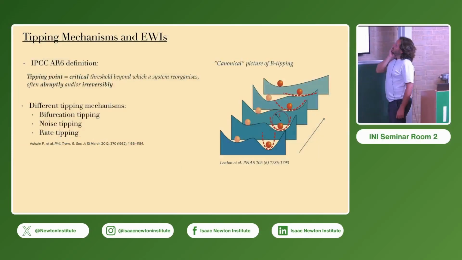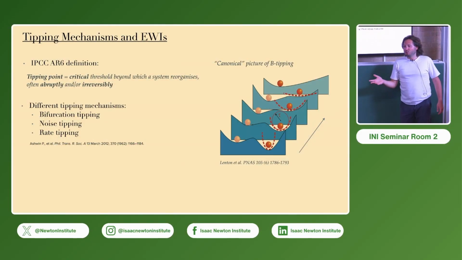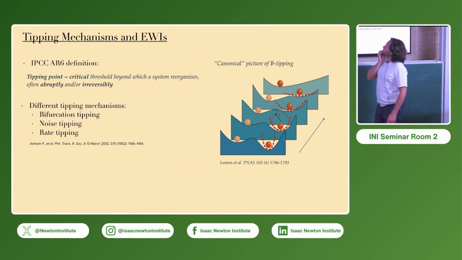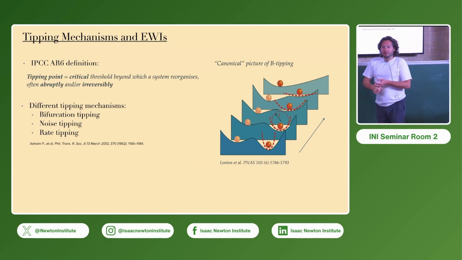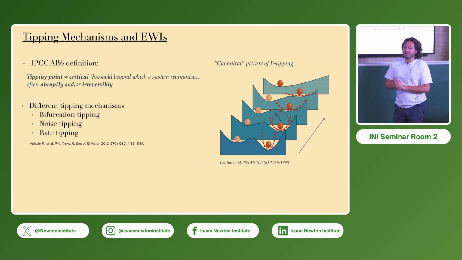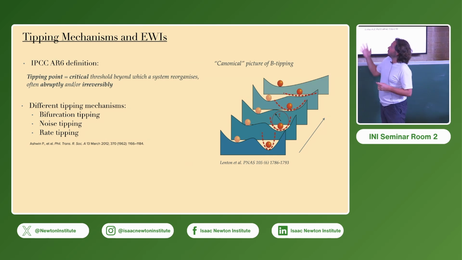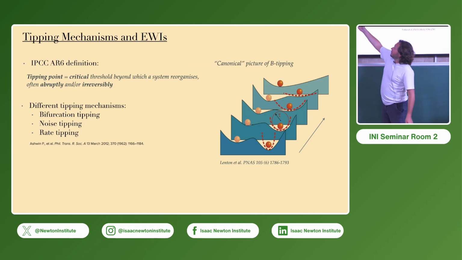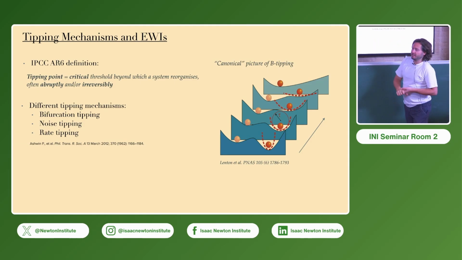And we have some hope, though, in a paper by Ashwin, Wieczorek, they were all participants to our program, and other people. They have identified different tipping mechanisms in dynamical systems. And these are the three ones: bifurcation tipping, noise-induced tipping, and rate tipping.